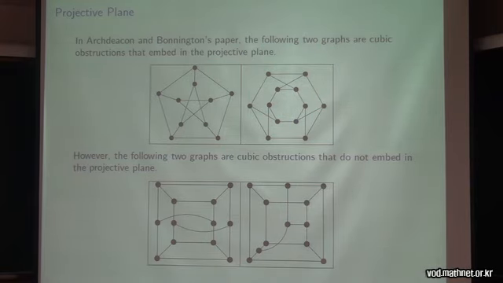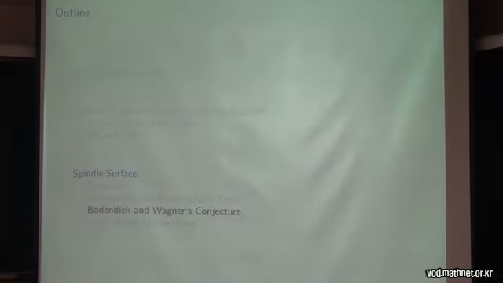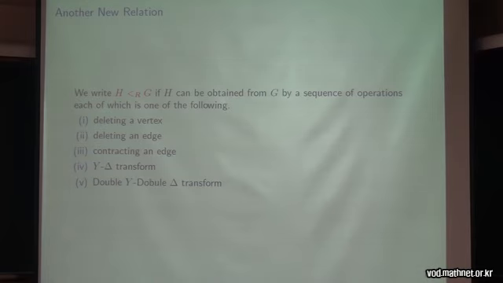It's so sad. But Archdeacon and Bonington show a reference that Bodendieck, I cannot say his name, and Wagner's conjecture. They define a new relation. So H is dominated by G. That means H is made by these 5 operations.